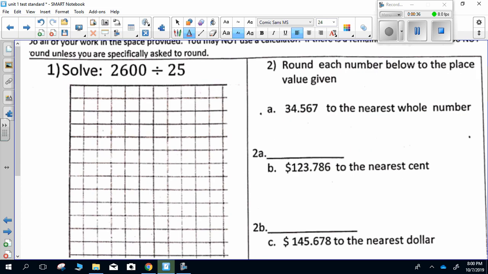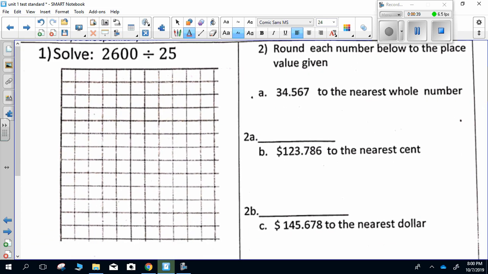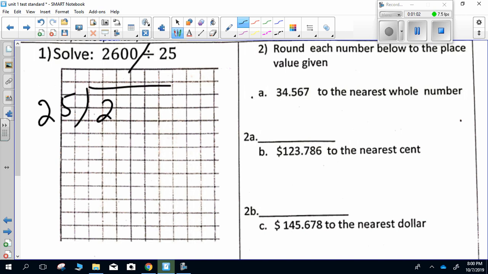Question 1. You're being asked to solve 2600 divided by 25. So the first thing I want you to do is draw a fraction bar, because all fractions mean divide. Write the denominator outside. So I'm going to draw my fraction bar here. Then I'm going to rewrite the problem. So 25 into 2,600.